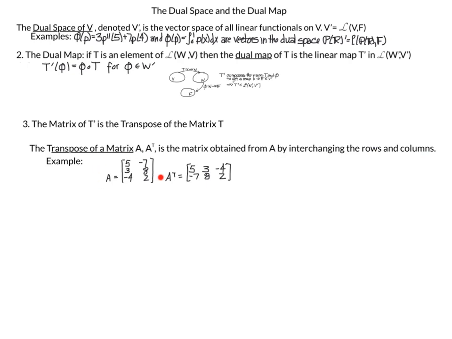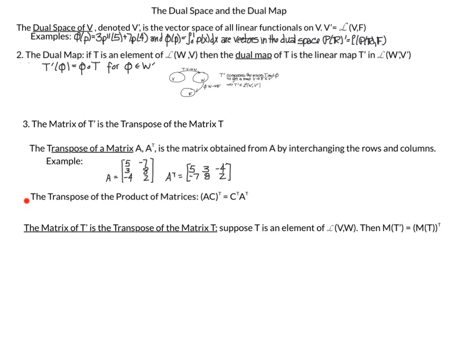So for example, here we have a matrix A with column vectors 5, 3, -4, -7, 8, 2. So we'll take this first column and transform it into the row. So we have 5, 3, -4. We'll take the second column, transform it into the second row, -7, 8, 2. We also want to keep in mind the transpose of a product of matrices, that is, (AC) transpose is equal to C transpose A transpose.